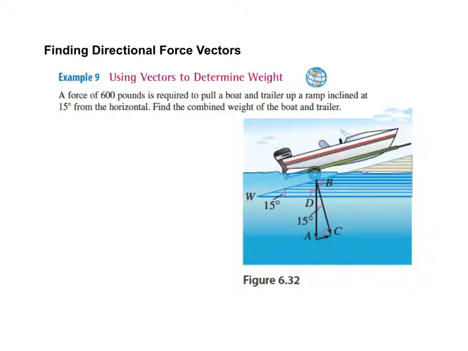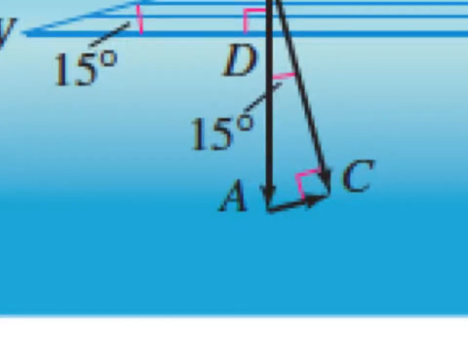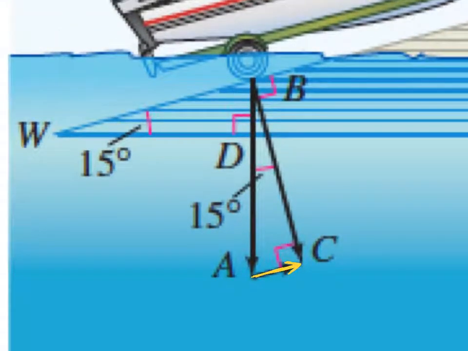So that is going to be this vector right here. Notice this vector right here is parallel to the ramp, okay? We just drew it down below here. So that is 600 pounds of force. Now I don't know what the angle, well actually I do know what the angle is. The angle is at a 15-degree angle.